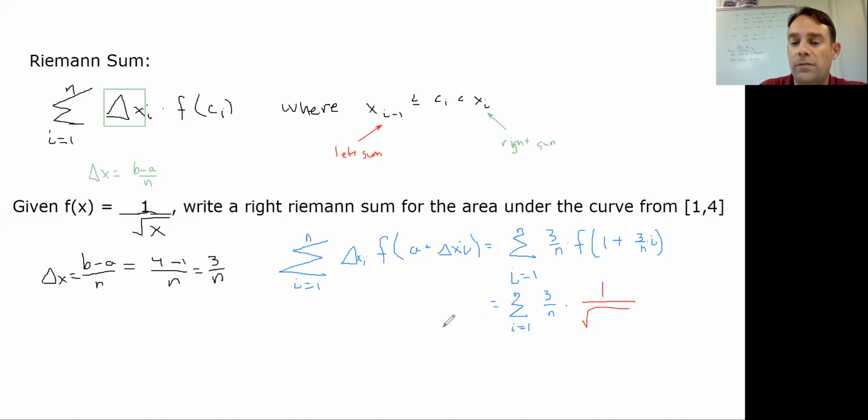So that was our f. And we can plug our 1 plus 3i over n. And we end up with a right Riemann sum that we can use to approximate the area under the curve.